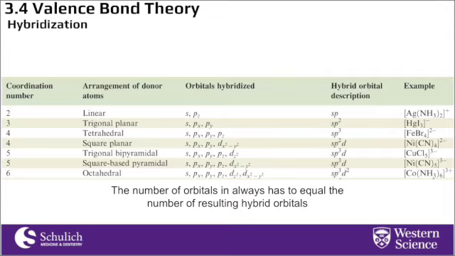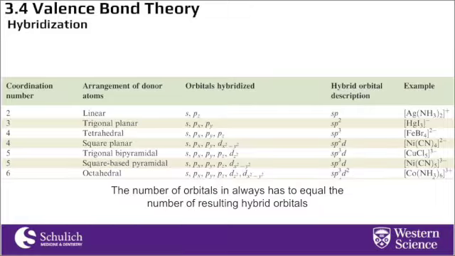This table might be helpful for knowing the hybridization and what kind of orbitals are involved in hybridization. So it shows the coordination number of the atom, the arrangement of the donor atoms, so what shape they'll adopt, the orbitals that are involved in hybridization, and the outcoming hybridized orbital that will result from this. So from the first one, you can see the coordination number of this atom is 2, which means that it'll be a linear shape. The s orbital and the pz orbital are involved in hybridization, and it will result in 2 sp hybridized orbitals. Another important thing to know is that the number of orbitals that go in always have to equal the number of resulting hybrid orbitals.